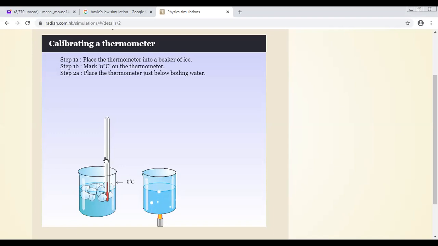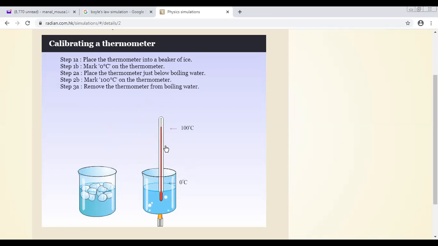Second step, we have to remove the thermometer and place it in the steam above the pure boiling water. This is the temperature of the steam above the pure boiling water. Now, as you see, the mercury expands until reaching 100. And the 100 is named the upper fixed point. In this way, I have to mark this 100 on my empty thermometer.